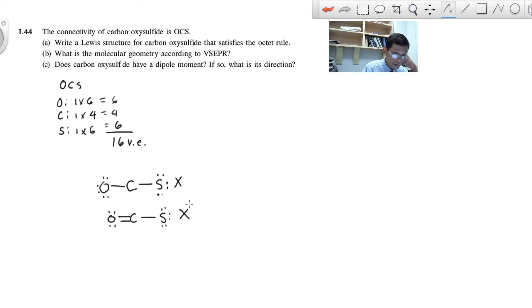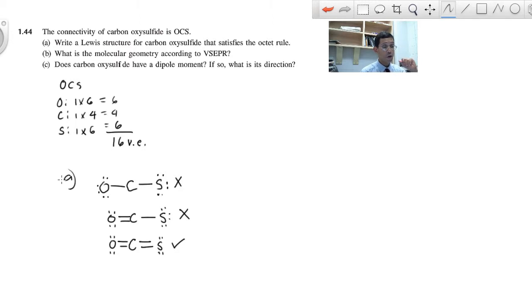So next I'm going to form a double bond between sulfur and carbon. Carbon, oxygen, double bond sulfur. 16 valence electrons, 8 around oxygen, 8 around carbon, 8 around sulfur, so therefore that is a valid Lewis structure. Okay, so that will be A.